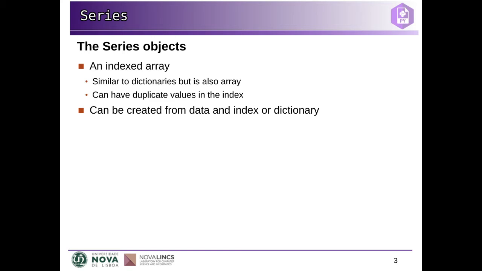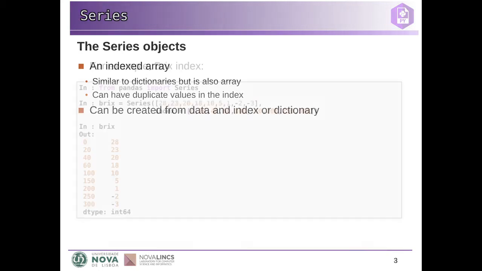This is an indexed array. It works somewhat similarly to dictionaries, but is also an array in the sense that it has some ordering, and you can access values by position. It also can have duplicate values in the index, so it does not have that restriction the dictionary has, in which the keys cannot be repeated. We can create a Series object from data in an index or a dictionary. If we create it from a dictionary, the index will be created from the keys, and then the data itself, the values, from the values associated.